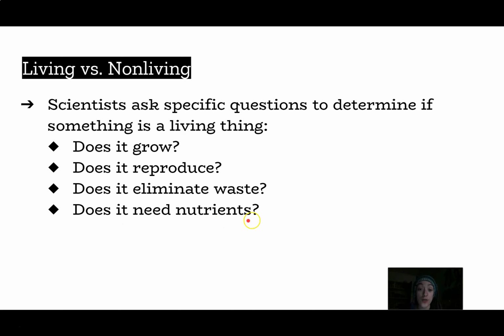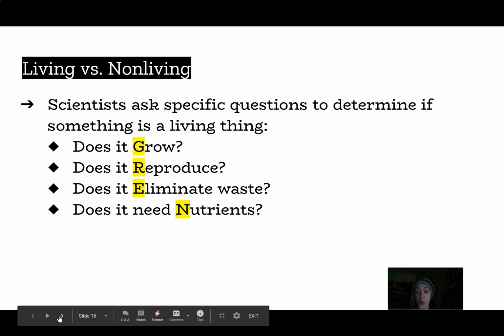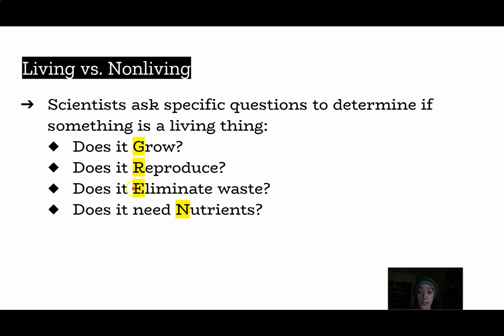And then finally, does it need nutrients? Living things get their nutrients in different ways. As animals, we're consumers, so we have to eat to get our nutrients. And you know that plants are producers, so plants do photosynthesis to get their nutrients. All living things get their nutrients in slightly different ways, but they all have in common that they need some kind of nutrients, some kind of energy to keep them going. So these last 4 questions spell out GREN: G for grow, R for reproduce, E for eliminate waste, and N for nutrients.